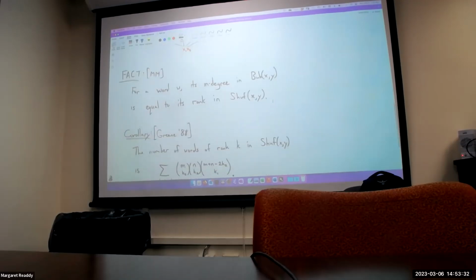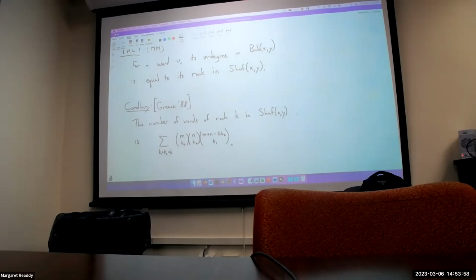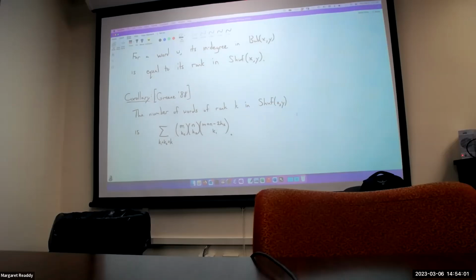All right. So the enumerative connection we get between the bubble lattice and shuffle lattice is that if I take a single shuffle word, the in-degree, the number of arrows pointing into that word in the bubble lattice, is equal to the rank of that element in the shuffle lattice. And so since we just counted the number of words with a certain in-degree, we also get the number of words at rank k in the shuffle lattice. And that was something that Greene did. So we recovered his formula.